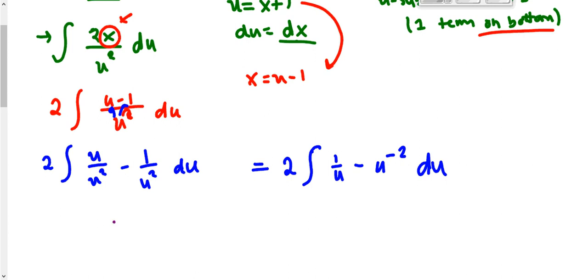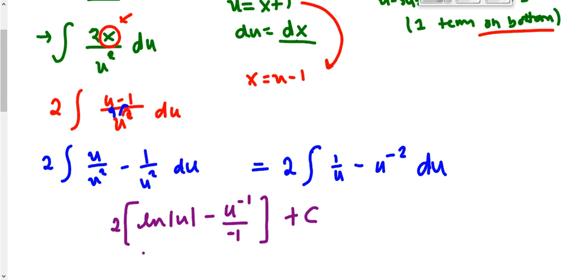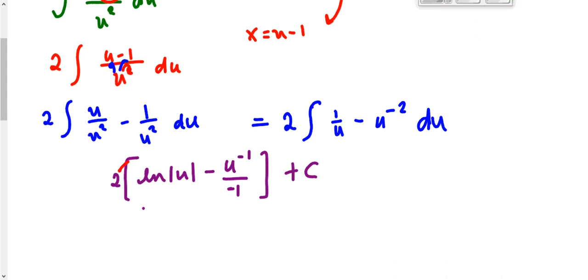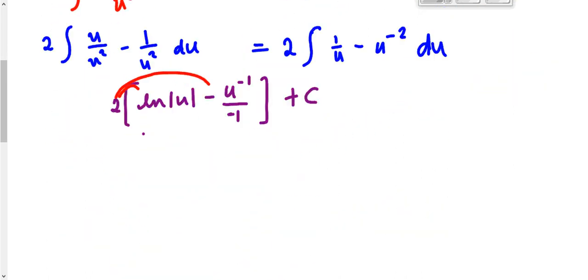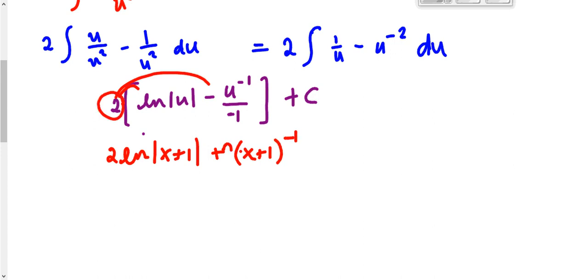So now I have 2, and it's all times the integral. 1 over u will become the ln of the absolute value of u. And I have minus, so this is u to the negative 1 divided by negative 1. And this is all plus c. There are a couple things we could do next. We could also distribute this 2 and put our x's back in. So u is x plus 1. So we have 2 times the ln of the absolute value of x plus 1. And then 2 negatives will make a positive. And we have x plus 1 to the negative 1, and that's also multiplied by 2. So don't forget to distribute that 2 to both of them. And then I have plus c.